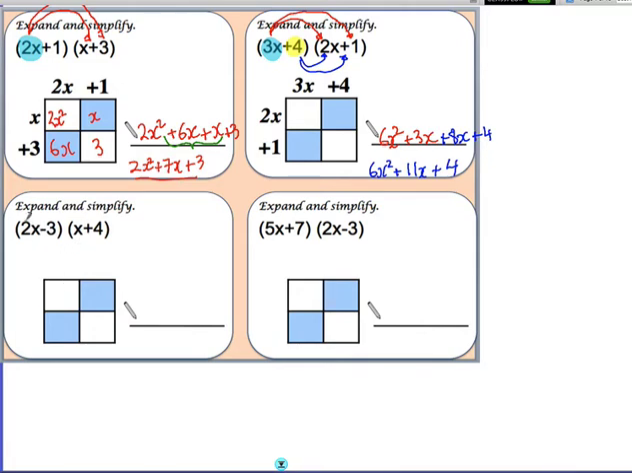2x times x gives you 2x squared. That same 2x times 4 gives you plus 8x. Minus 3 times x is minus 3x, and minus 3 times 4 is minus 12. You're left with 2x squared. Now collecting the 8x and minus 3x, if you put them together, you're left with 5x, and you still have a minus 12, and that's that simplified. So you can just write that as 2x squared plus 5x minus 12.